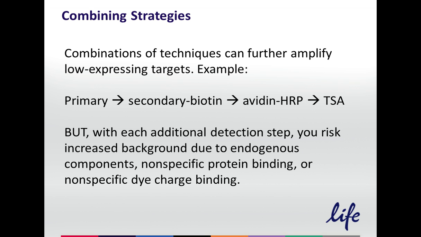Of course, now you have to deal with endogenous biotin, and you have to block with that. You have to deal with endogenous peroxidases, so you have to block for that too. There's a longer protocol and a potential for increased background, right? So these are risks that you have to consider if you're trying to do the amplification and combining some of these strategies.